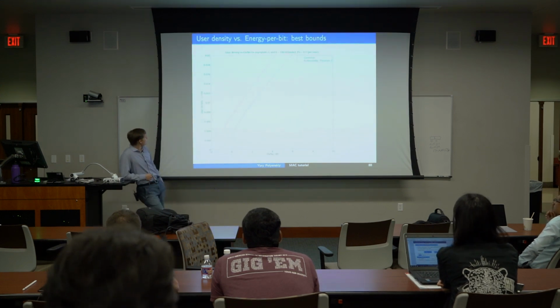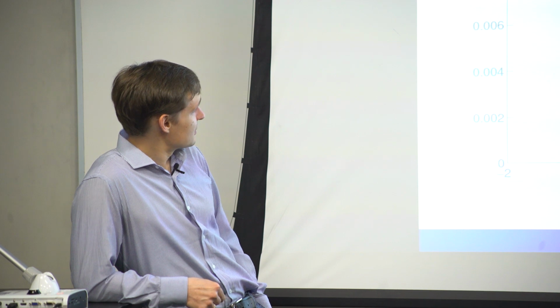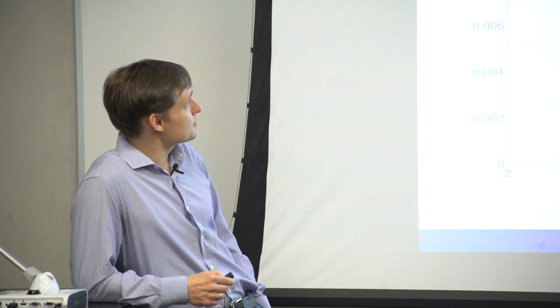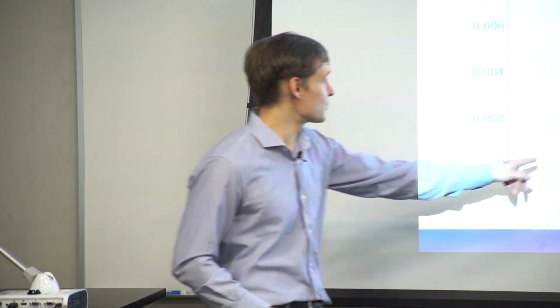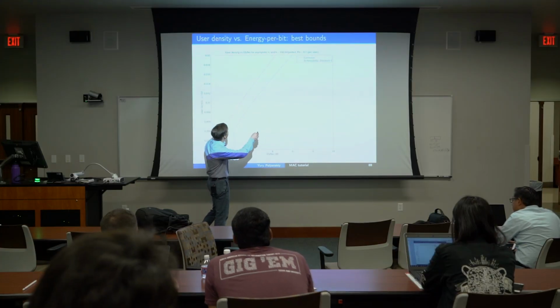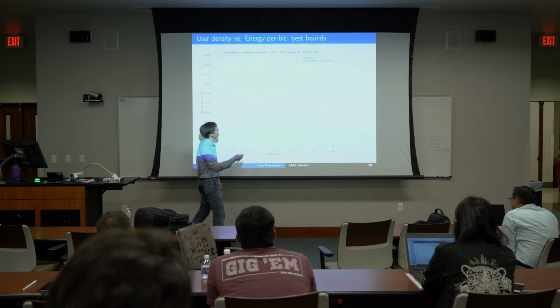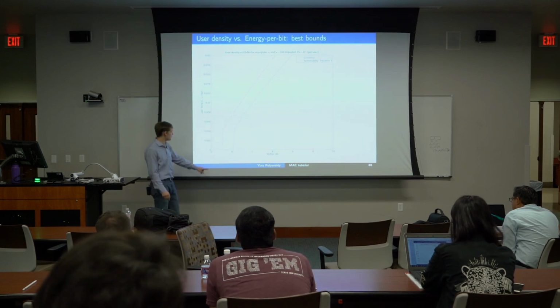So here is the plot. This is the user density, and this is the energy per bit. Blue is the lower bound, red is the upper bound, so the true answer is somewhere in between. This is for what epsilon? This is for users sending 100 bits and 0.1 for the per-user probability of error.